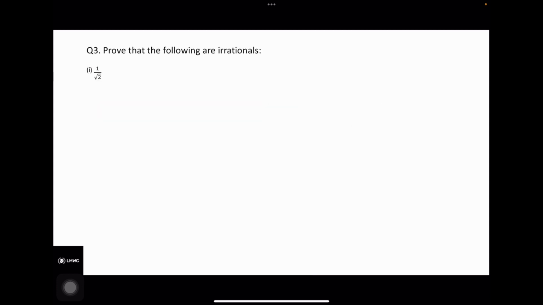So the next question: prove that the following are irrational. In question number 3, we have a few sub-questions. The first one is 1 by root 2. We are going to prove this as we have done in question number 2. So we'll let 1 upon root 2 be a rational number, which implies 1 by root 2 can be represented as a by b, where a and b are integers with b not equal to 0.